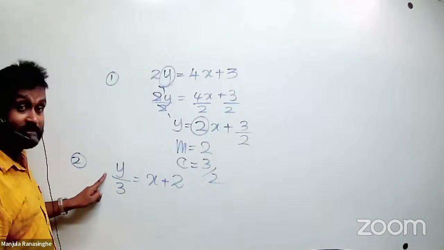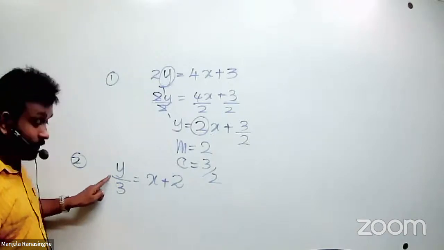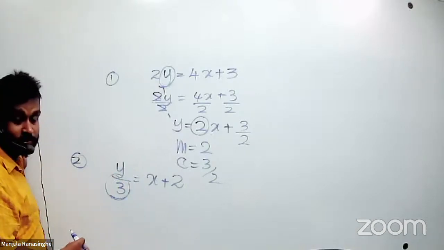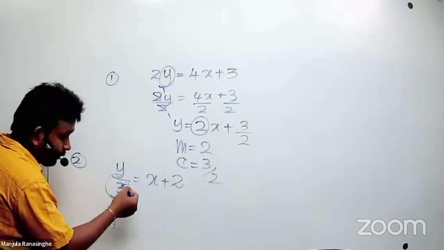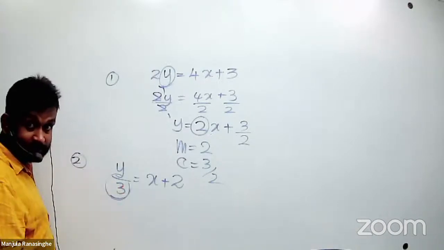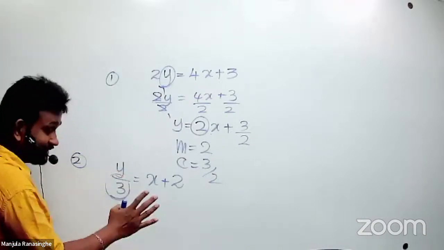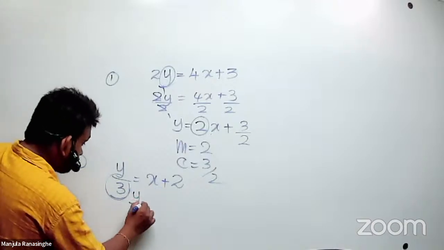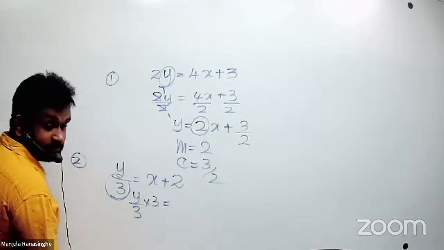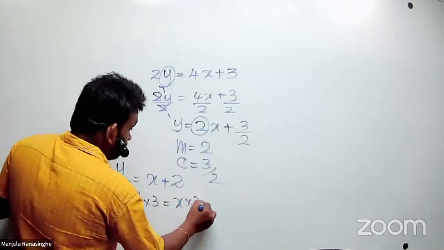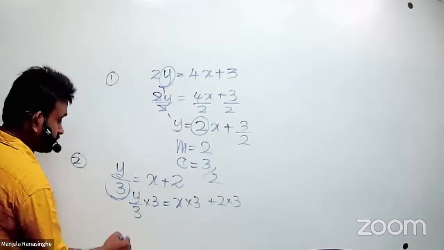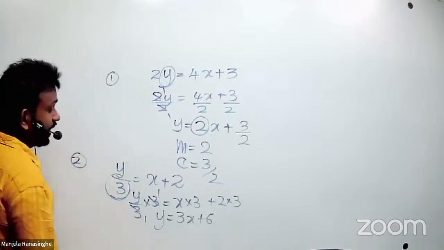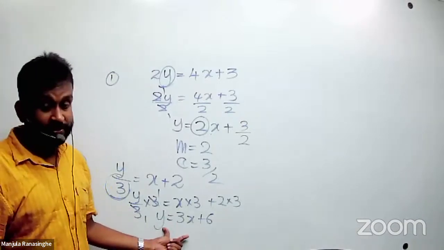Here also y is not the subject. Y upon 3 is in fraction form, so the upon 3 is a disturbance to us in making y the subject. What we do is eliminate the upon 3 by multiplying by 3. This is an equation, so we have to apply the change to all the terms. I multiply all the terms by 3: x multiplied by 3 plus 2 multiplied by 3. Now the 3 is cancelled, so y equals 3x plus 6. Now it becomes y as the subject.